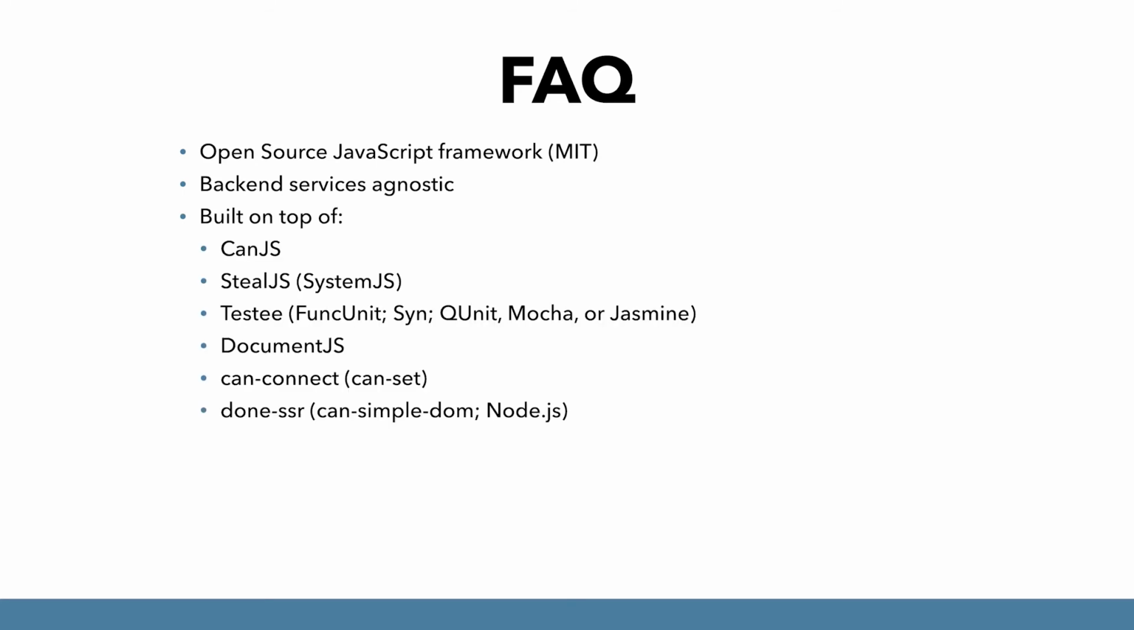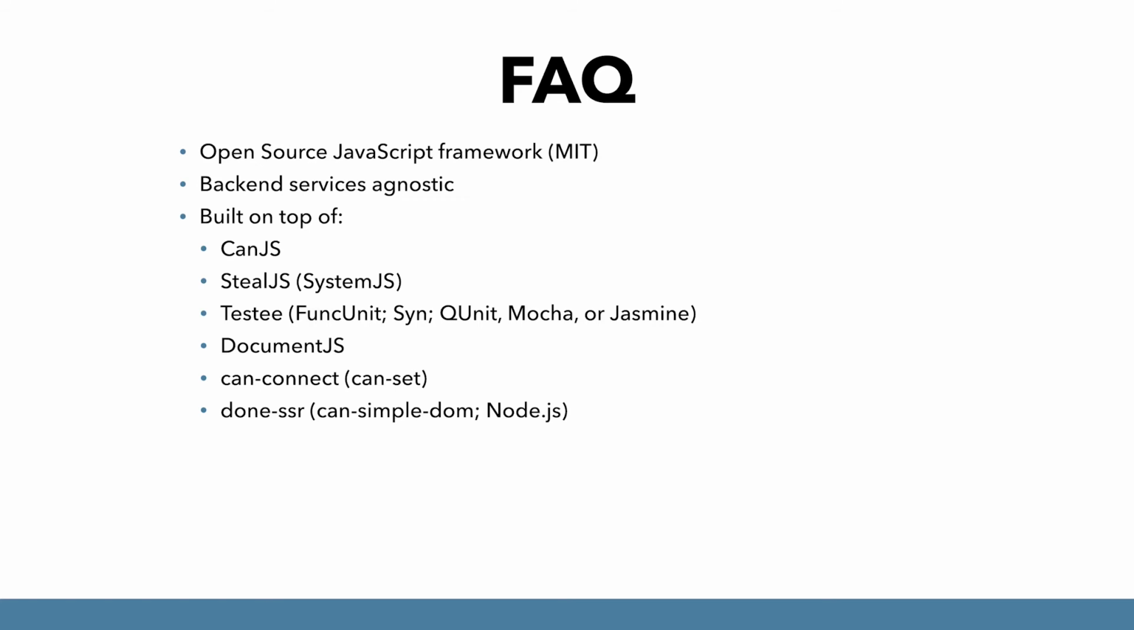Testy, FuncUnit, and these are all libraries that make testing a lot easier. And you can use it with QUnit, Mocha, Jasmine, etc. Document.js is a documentation generator, kind of built on adding JSDoc comments to your code and then being able to create documentation from your code. It's really cool. Unfortunately, we're not going to have time to get into it today. CanConnect and CanSet are related to the model layer and being able to connect to your APIs and do intelligent things based on them. We'll get into those a little bit more.